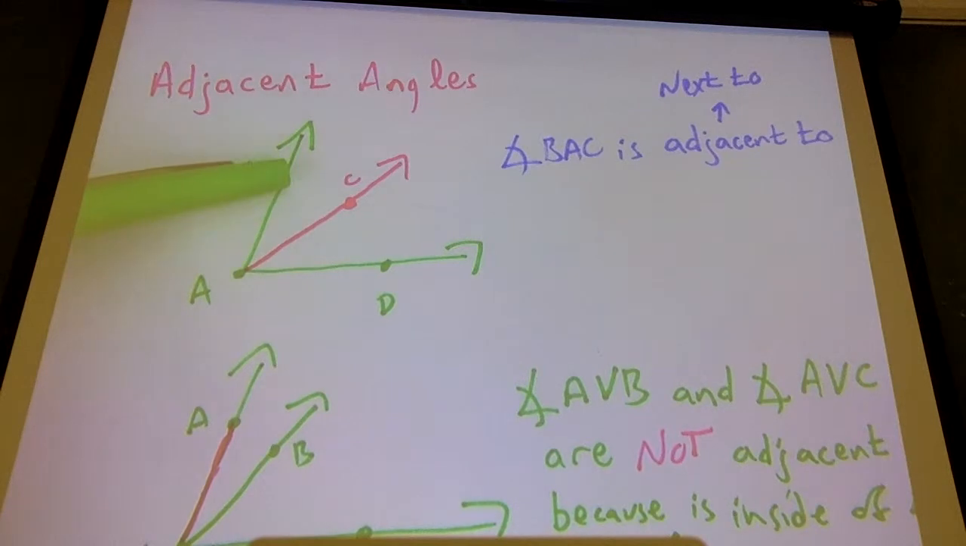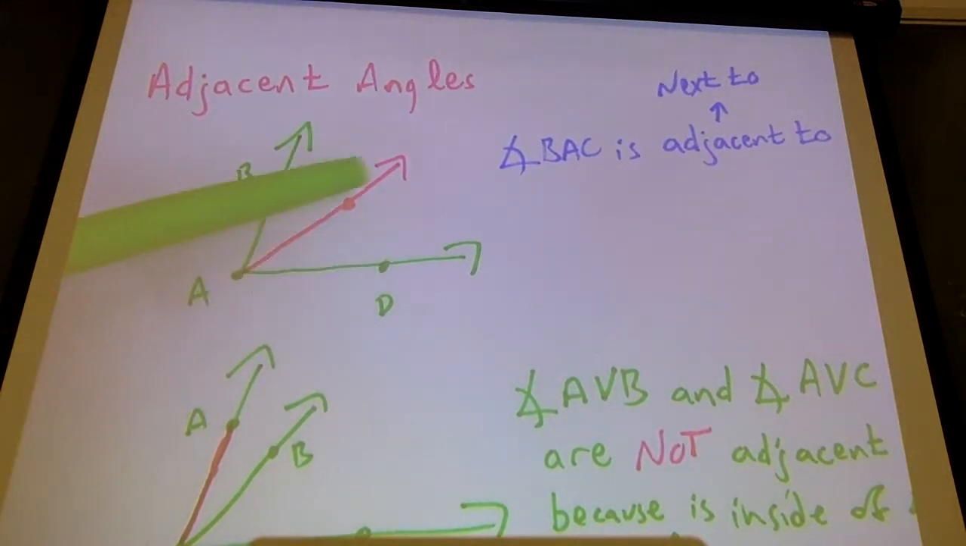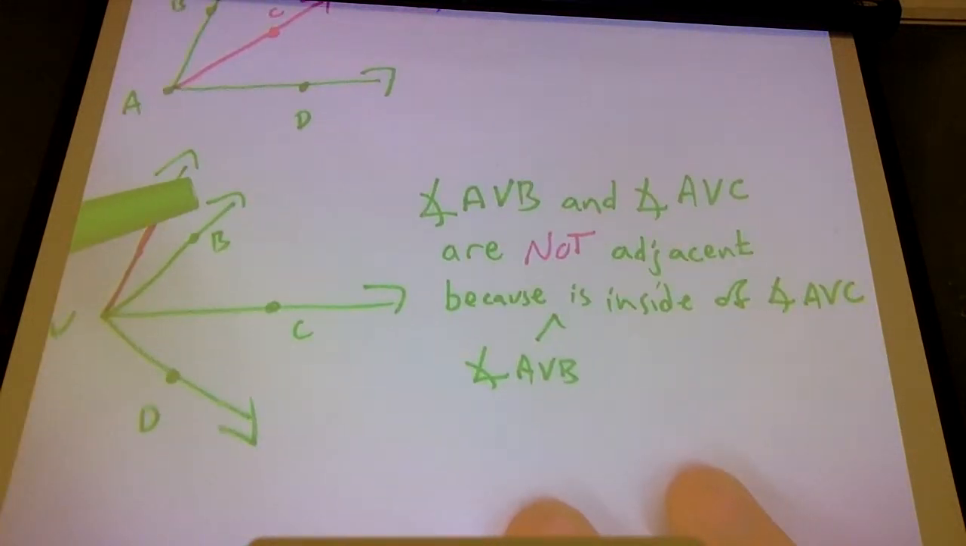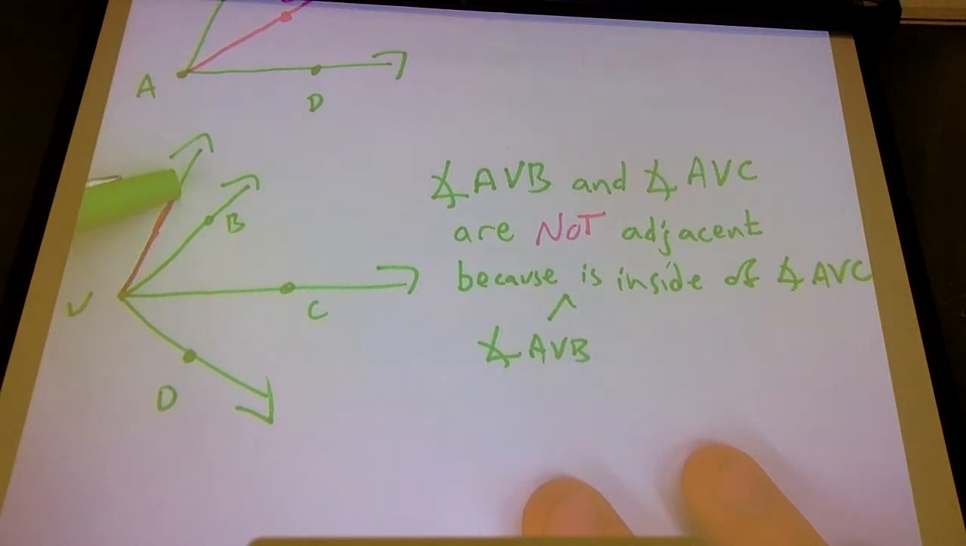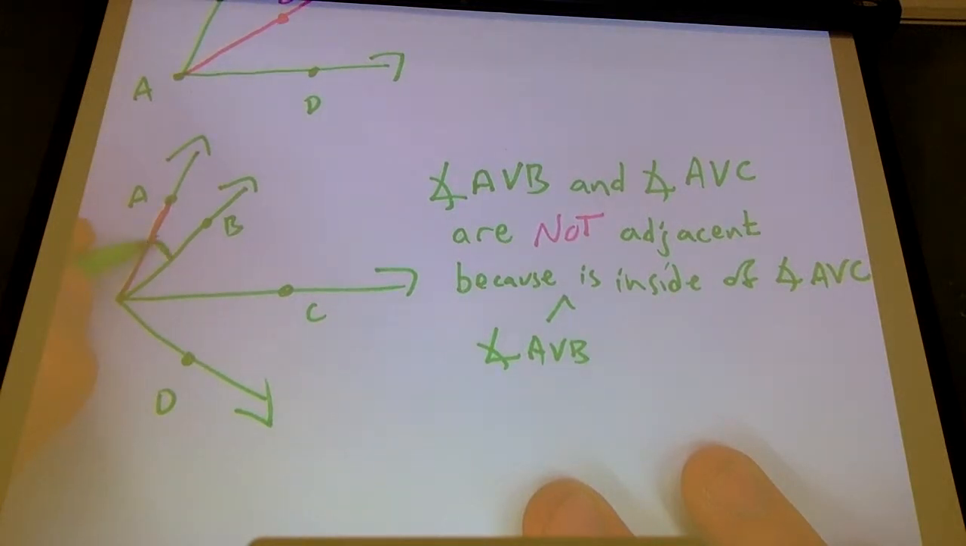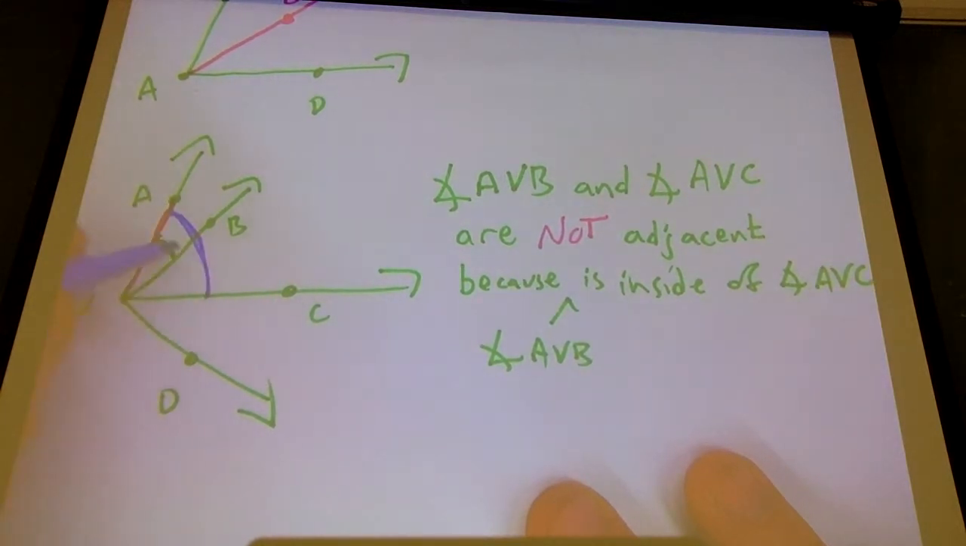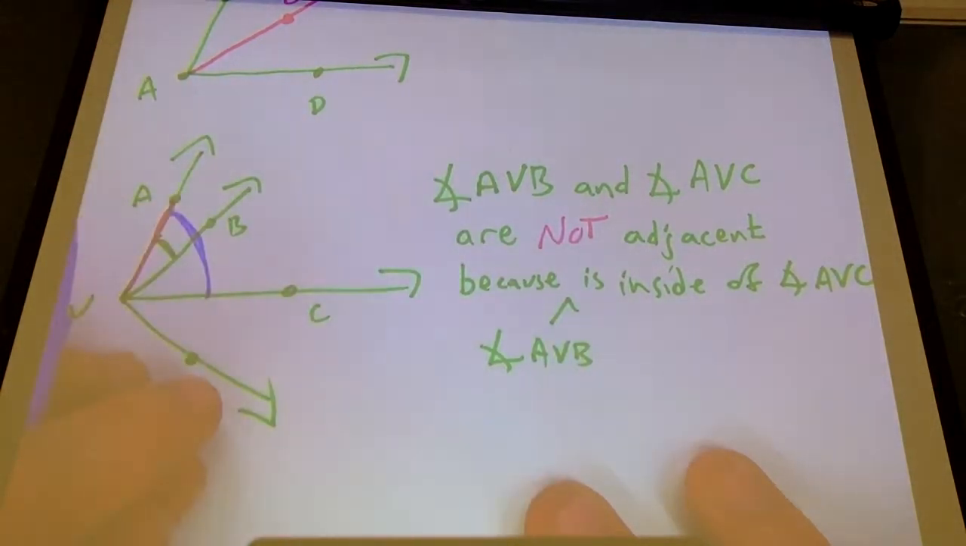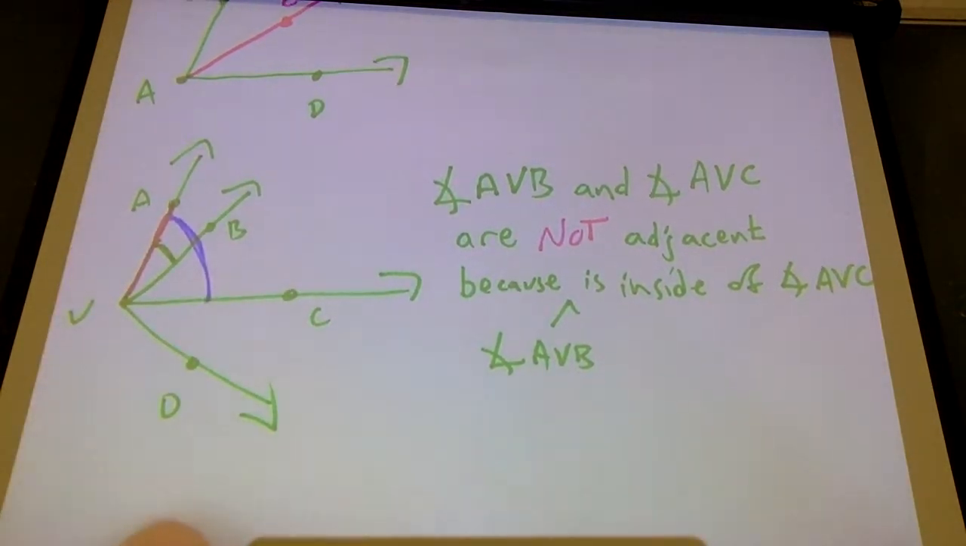Well, in this case, BAC and CAD share a side, and they're next to each other. In our second example here, AVB and AVC, well, AVB is just this part right here. AVC has AVB inside of it. They're not next to each other. AVC has AVB inside of it, so those are not adjacent. That's it for adjacent angles.